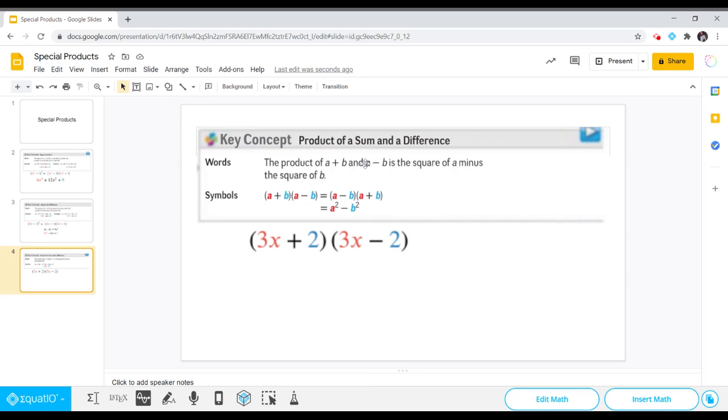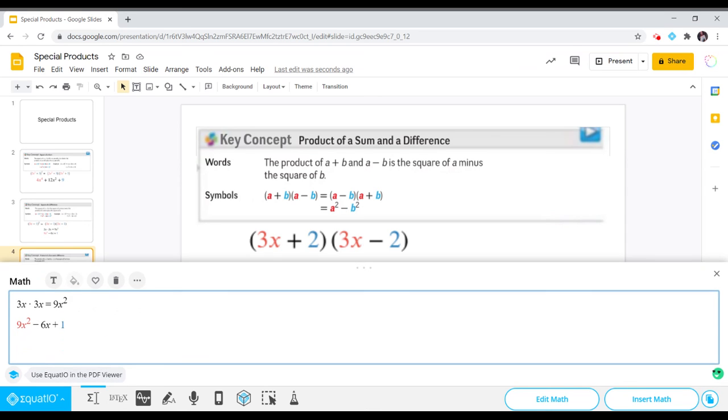Finally, we've got the product of a sum and a difference. This is an even more specific case, where you have two a terms that are the same, two b terms that are the same, but one's being added and one's being subtracted. And in this case, it's possibly the easiest one to have memorized. You're going to square your a term, you're going to subtract your b term that's being squared. So in this case, we've got our a term of 3x. As we've established, 3x squared is 9x to the second.